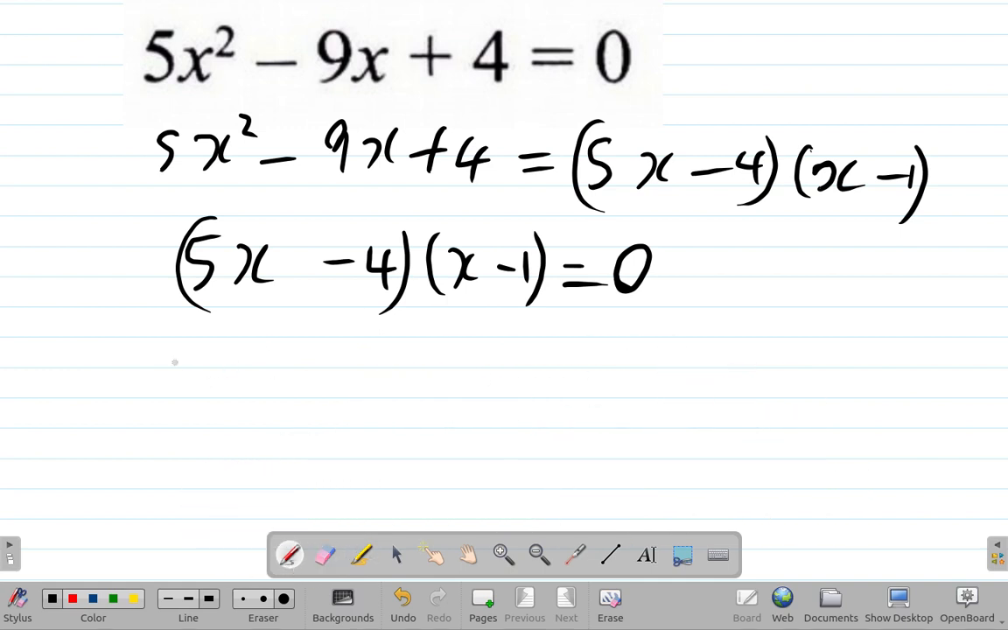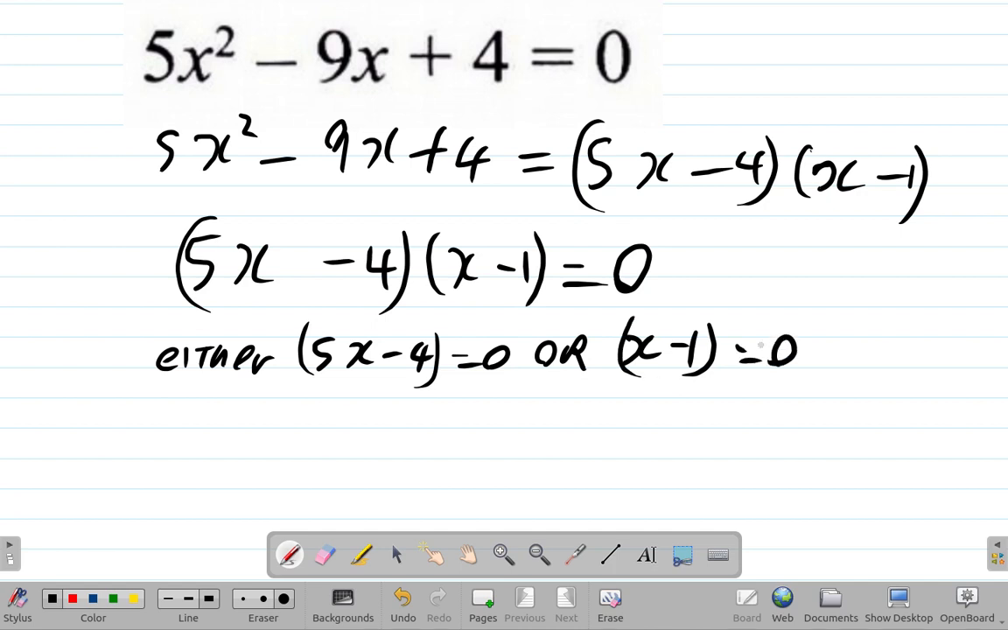Now, it means that either 5x minus 4 equals 0 or x minus 1 equals 0. Or maybe both. Alright? So if 5x minus 4 is 0, then you have 0 times x minus 1 gives you 0. Or if x minus 1 is the 0, then you're going to have 5x minus 4 times 0 is 0. Which would be true because any number you have, no matter how big, no matter how small, once you multiply by 0, the answer is 0.